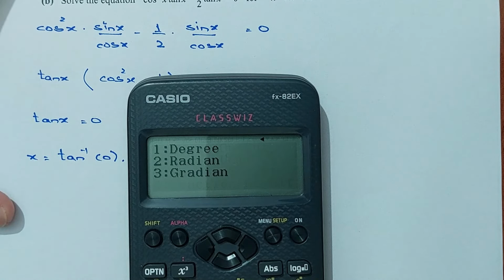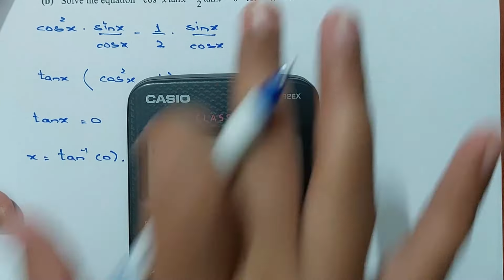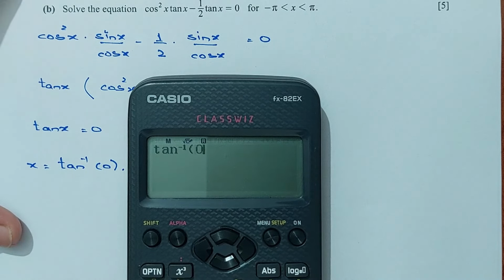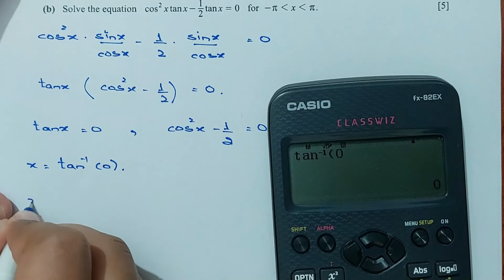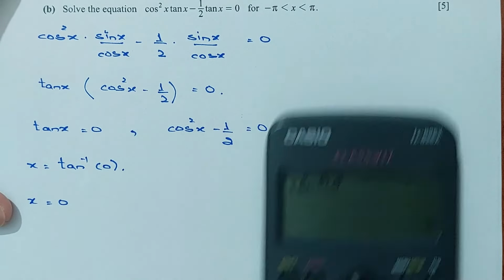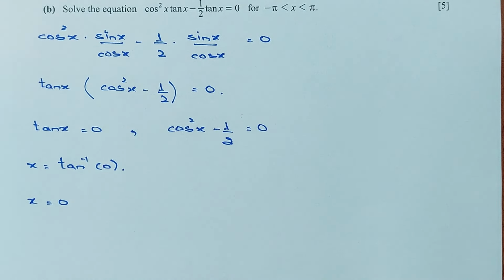Okay, my calculator is in radians now because this is in pi, so it is radians. So tangent inverse of 0 is 0. Now this equation says tangent is positive. We have to check in which quadrant tangent is positive and in which quadrant it is negative.